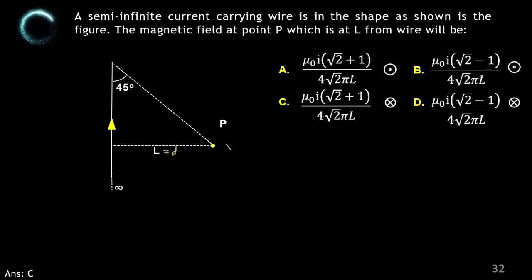Again, the magnetic field at point P is proper. So eliminate options A and B. Eliminate options A and B. So look for options C and D together. So this is the L, that is our D distance.